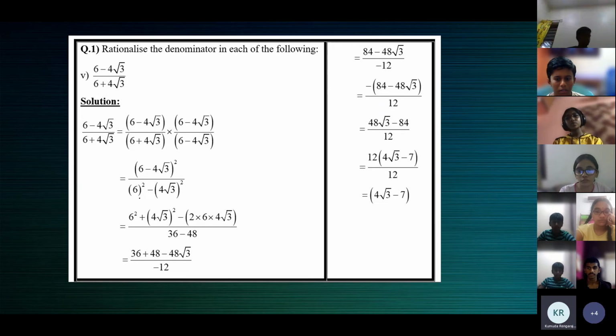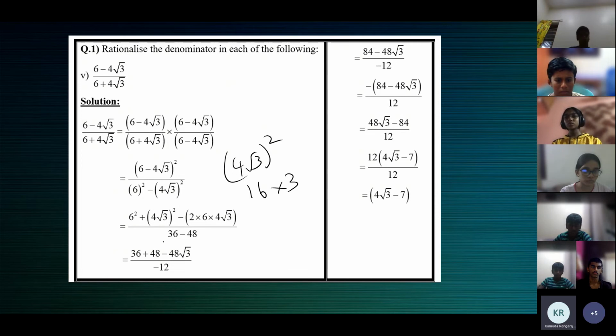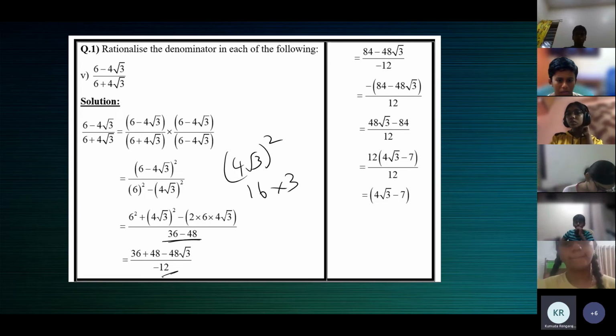Yeah, I was talking about a square minus b square. So 4 root 3, 4 root 3 the whole square. 4 square is 16. Root 3 into root 3 is 3. And 16 3s are 48. So 36 minus 48, which is minus 12.